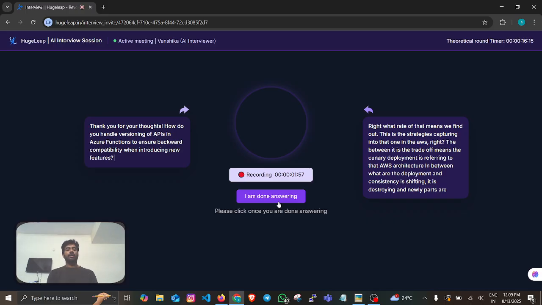It is the handling and versioning of the APIs and Azure Functions. So we have backend compatibility, and we introduce new features. That is the thing: we introduce a new feature. We will be versioning the APIs. Hitting the Azure Functions means serverless architectures.